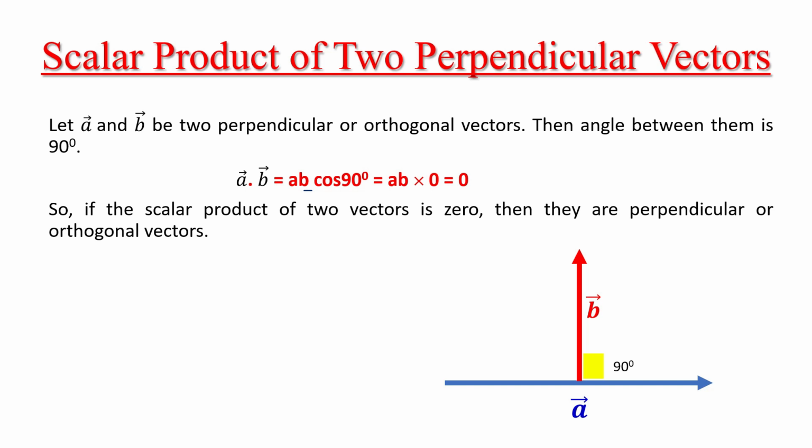So if the scalar product of two vectors is 0, then they are perpendicular or orthogonal vectors. As in the figure here, one vector is A vector and the other is B vector, and the angle between A vector and B vector is 90 degrees, so their dot product is 0. In conclusion, if the dot product of any two vectors is 0, then the angle between them is 90 degrees.